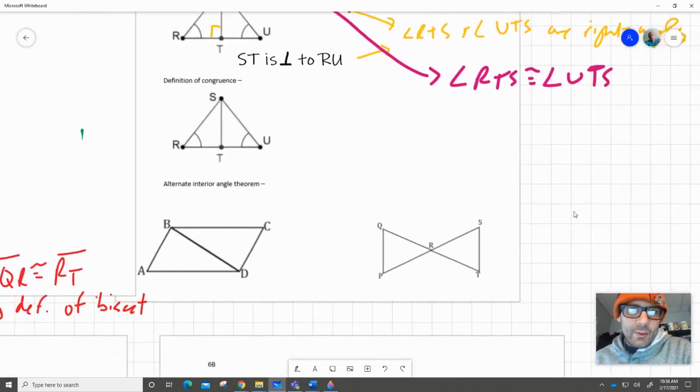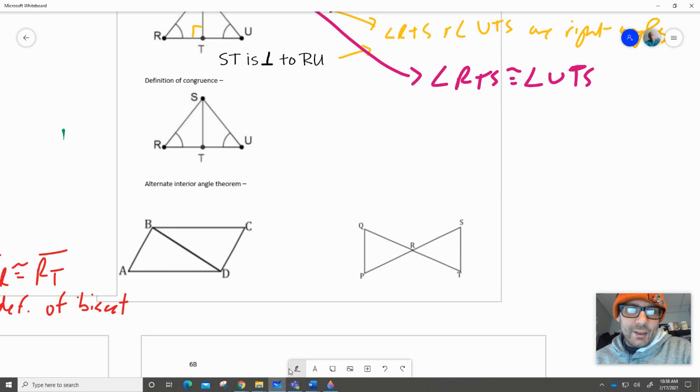All right, next up, we have the definition of congruence. Definition of congruence is just if they give us two equal lengths. So if we have things that have equal lengths or equal measures, then they are congruent. Again, fairly obvious. That's why I'm not going to write anything for definition of congruence. It's just if things have the same measurement, then they're congruent.